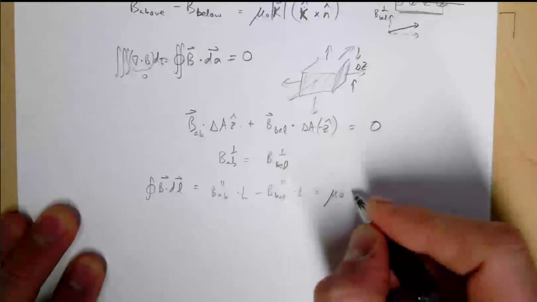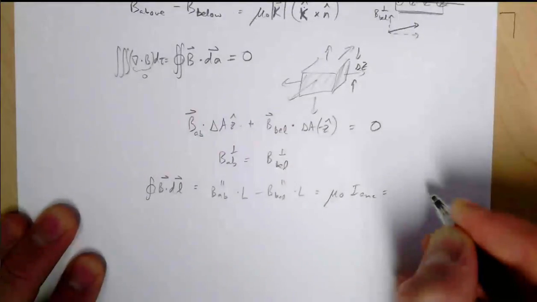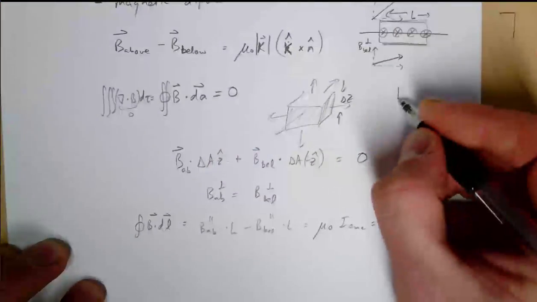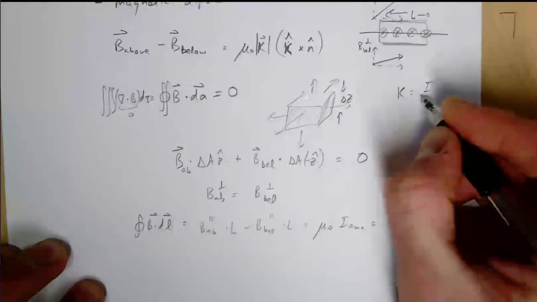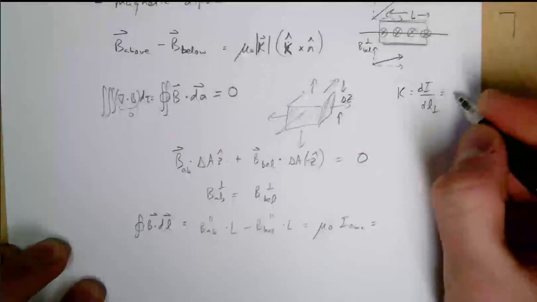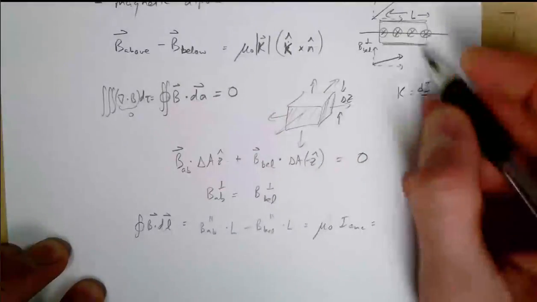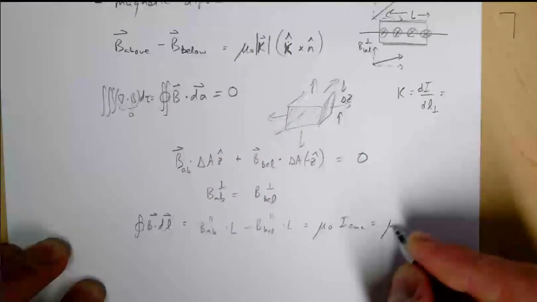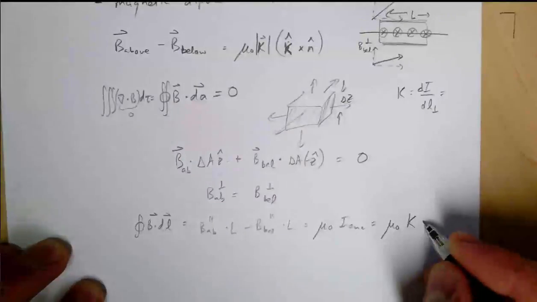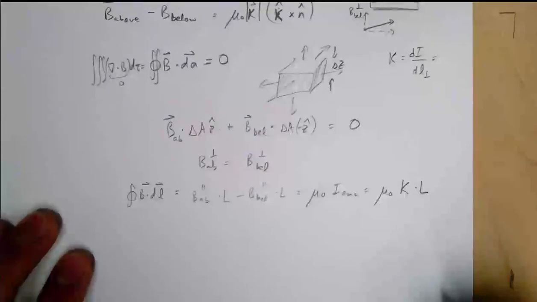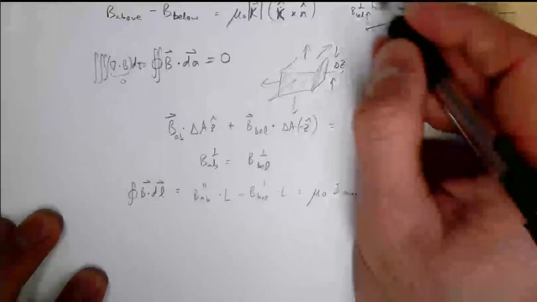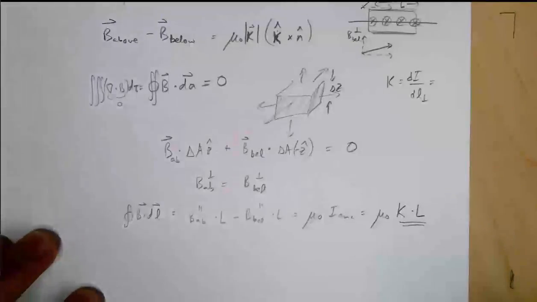So B dot dl is mu naught times I enclosed, which if you have a K here, then if you remember, K is just defined as a current per length perpendicular, so something like this, right? So in this case, if it's just a constant K, then I can write this as mu naught K times L, and that will actually give me my current enclosed. It's just K times L in this case. So the L is perpendicular to the direction of the current.